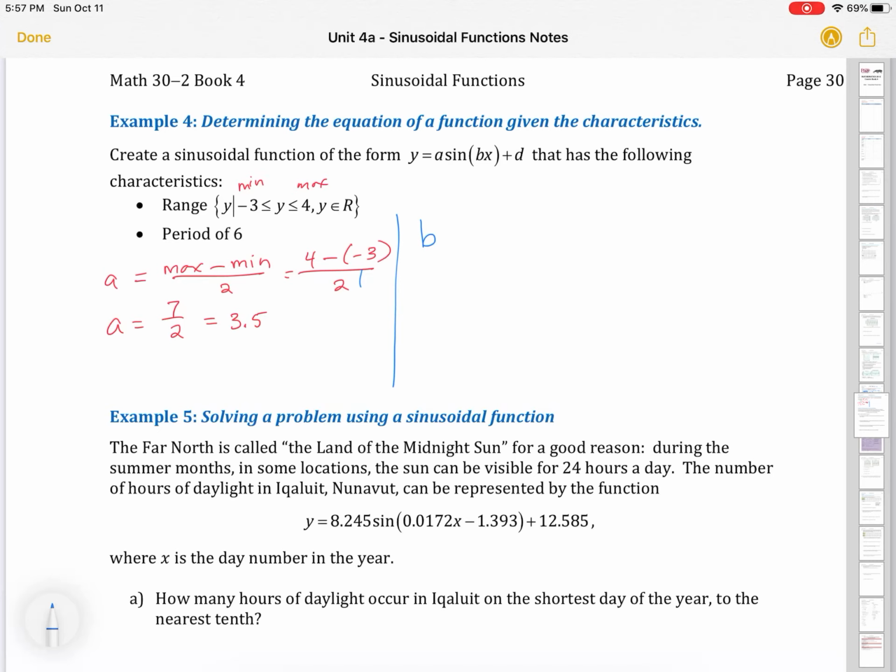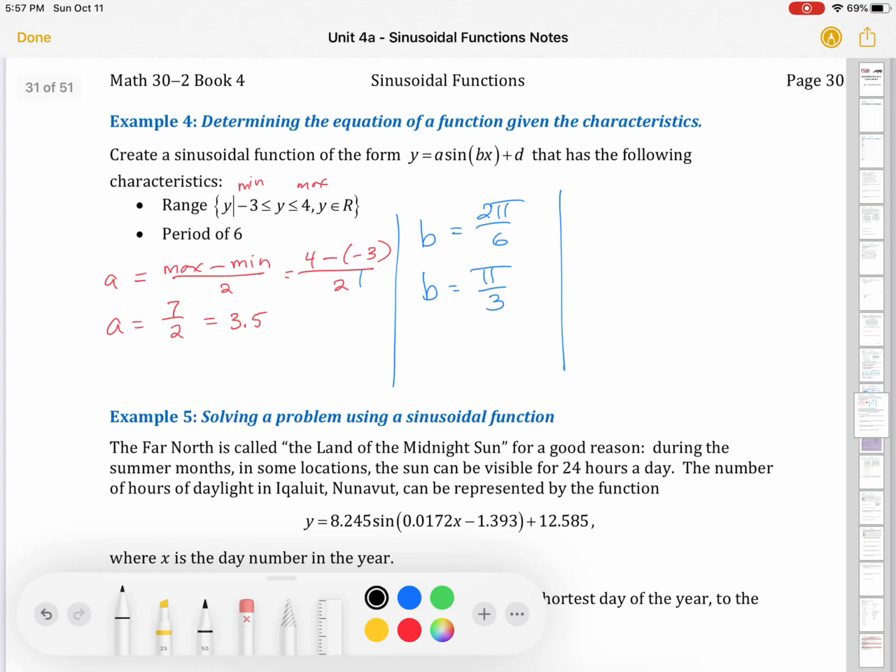B, we want a period of 6. So we're going to put it in radians. So it's going to be 2 pi over 6. So B will be equal to pi over 3. And that is totally fine as well.